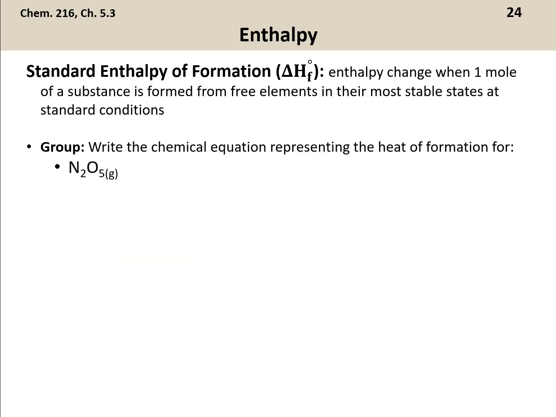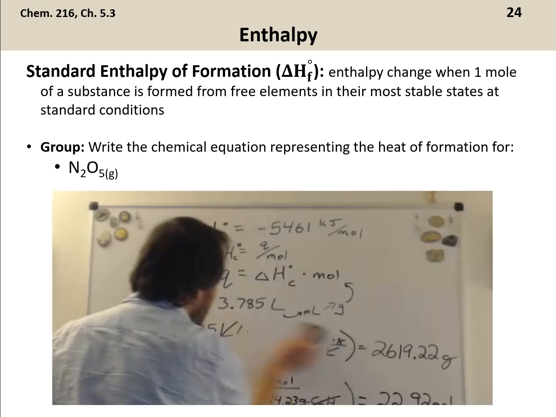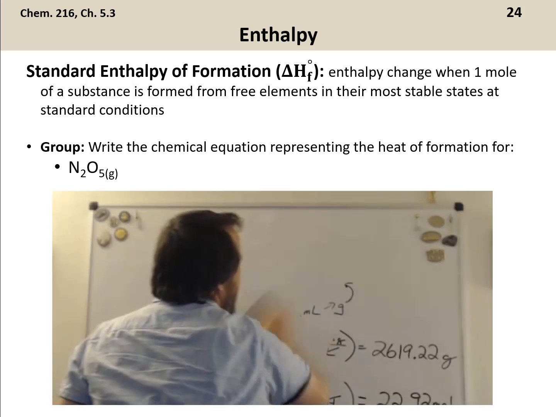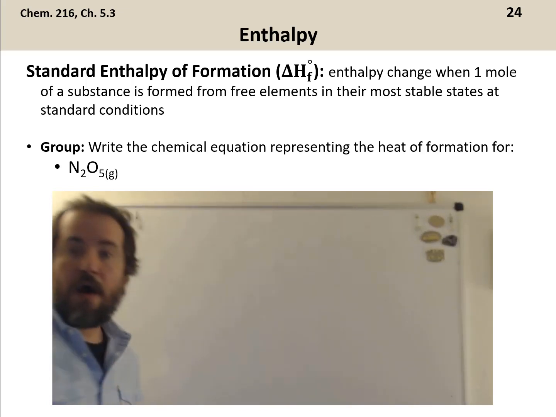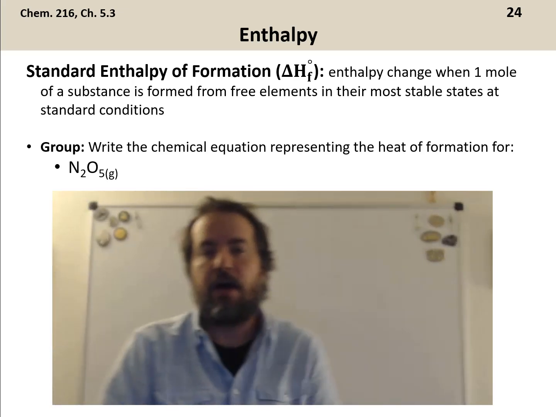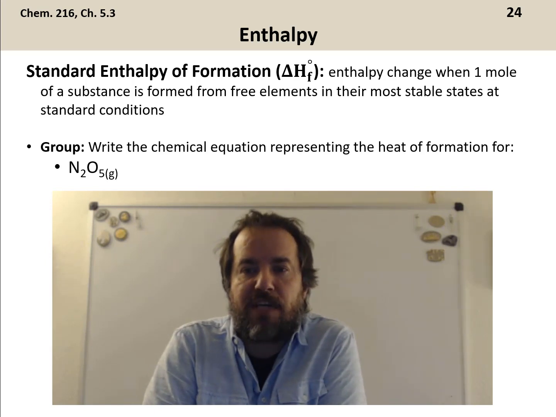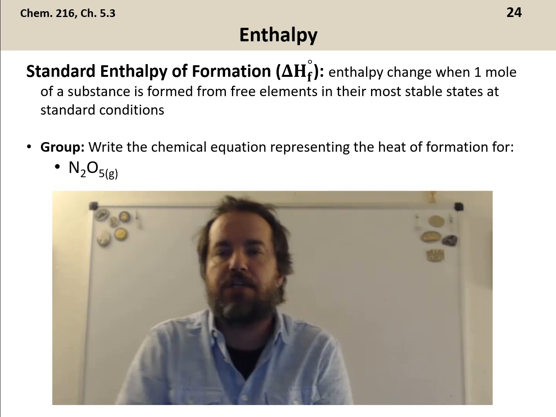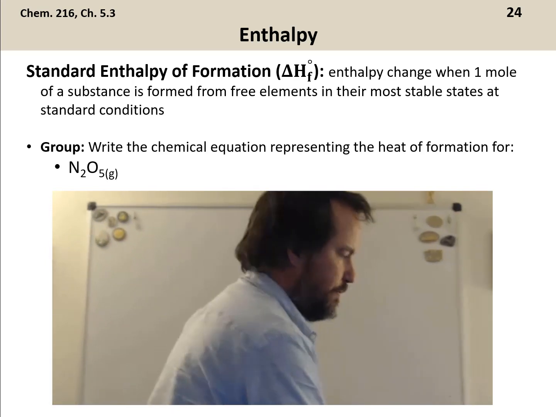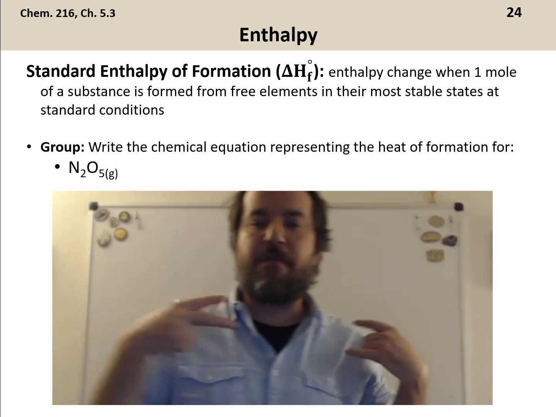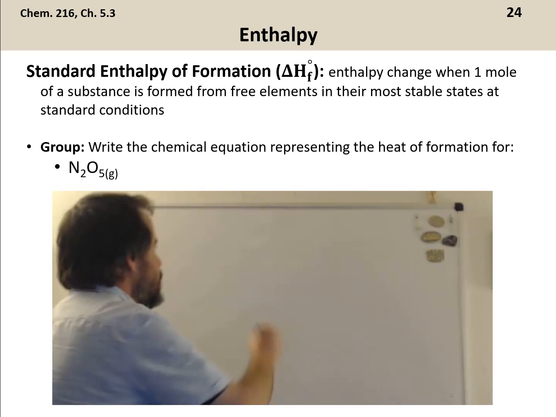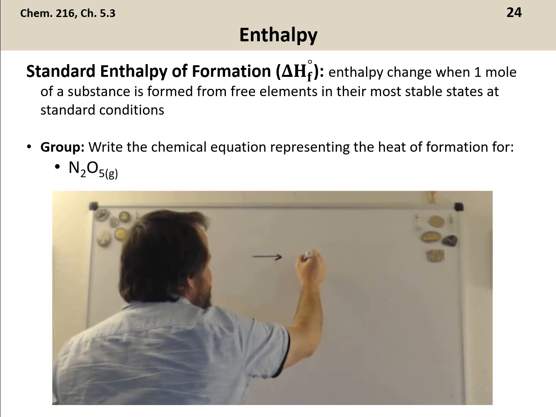Okay, so let's do one problem together, and then you'll do some yourself. Let's go ahead and figure out the chemical equation representing the heat of formation for N2O5 gas. All right, so I'm told I'm forming N2O5. So that means it's my product.